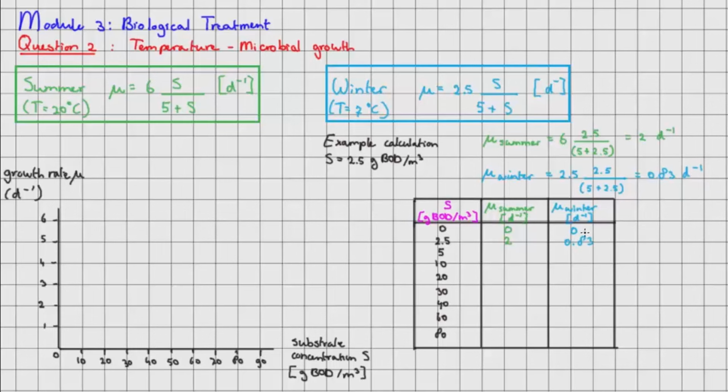Now we also calculate this for a number of substrate concentrations. I start with the growth rate for the summer. So that's going to be 3, 4, 4.8, 5.1, 5.3, 5.5, and 5.6. For the growth rate of the winter, the values are as follows: 1.25, 1.67, 2, 2.1, 2.2, 2.3, and 2.35.